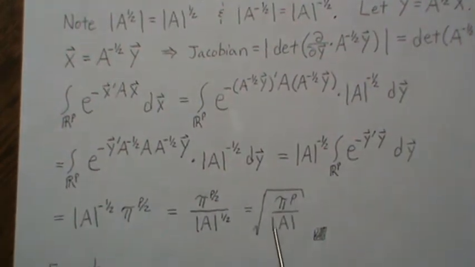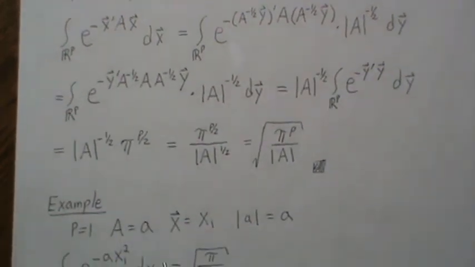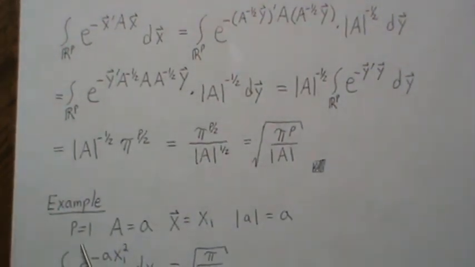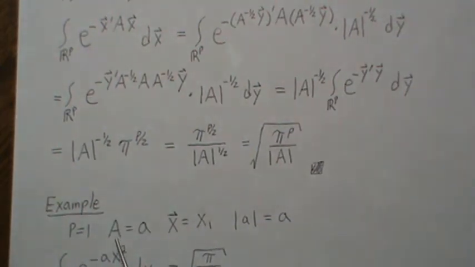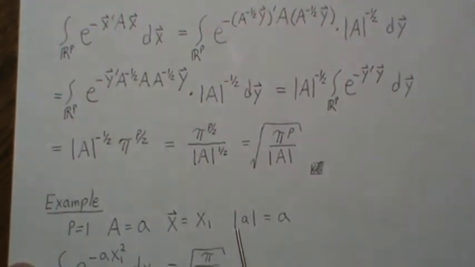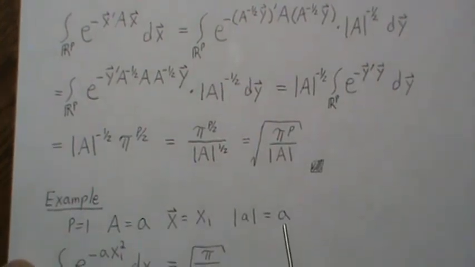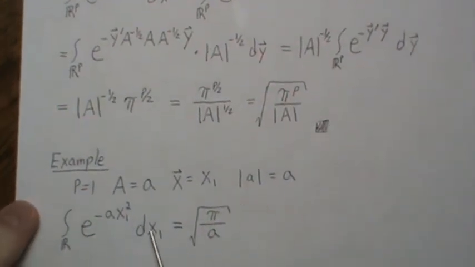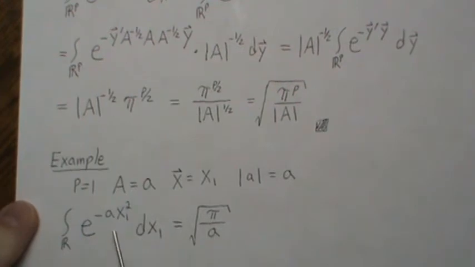Now a quick example using this, let's let P be 1. So we're in the univariate case. And so the matrix A is actually just the number A. And the vector is just one variable, x1. And the determinant of a number is just that number.